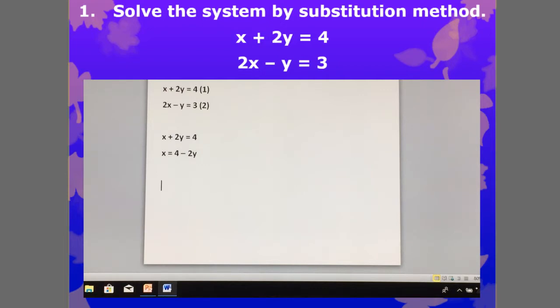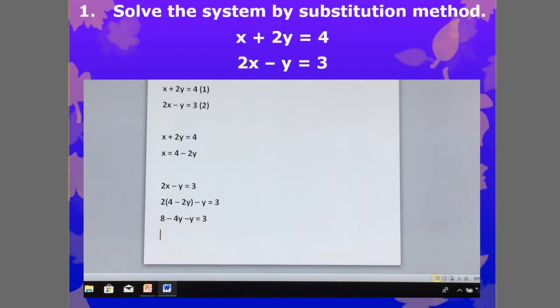Substitute the expression for x in the second equation. 2x minus y equals 3. Copy 2, our x is 4 minus 2y, minus y is equal to 3. Applying the distributive property, 2 times 4 is 8. 2 times negative 2y is negative 4y. Copy minus y equals 3.